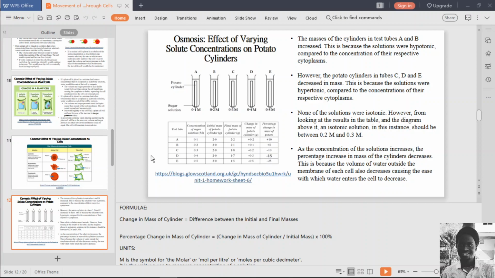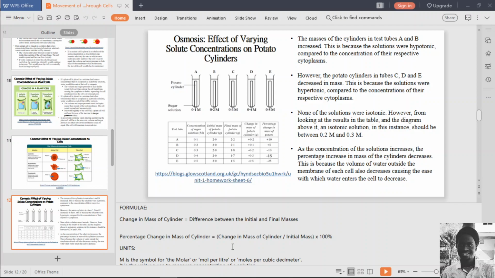Okay, so for the cylinder in test tube A, notice that it was placed in the 0.1 molar solution. Molar is the unit we use to measure concentration. It means mole per liter or mole per cubic decimeter.